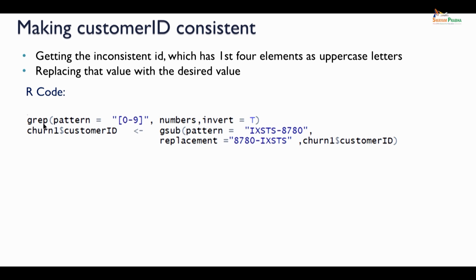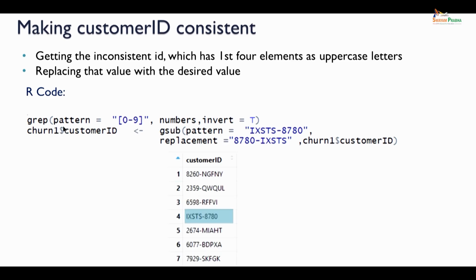You can use the same function which we have seen earlier, that is grep, where it will match the pattern. The pattern is 0 to 9, which accounts for all the numbers in the data frame called numbers, and invert is equal to true. By giving that, it will give us the indices which do not satisfy the grep function. That is, it will check if the data frame has numbers or not. If it does not have any numbers, those IDs will be given since we have used invert is equal to true, and we are going to replace them with the desired value using the function gsub. So, here it gave me the index as 4.